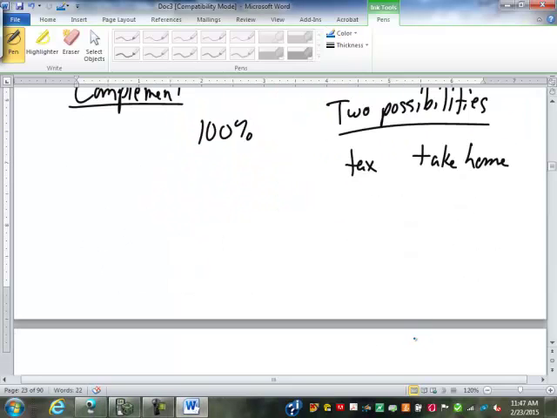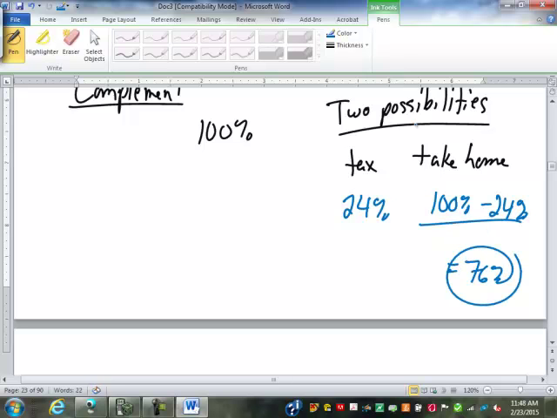So that means that whatever one percent is, the other one has to be 100 minus that. So if we tell you that the taxes are 24%, the take-home pay is 100% minus the 24%, or in this case, that would be 76%. That's what complements are, is they add up to the full thing, or 100%.